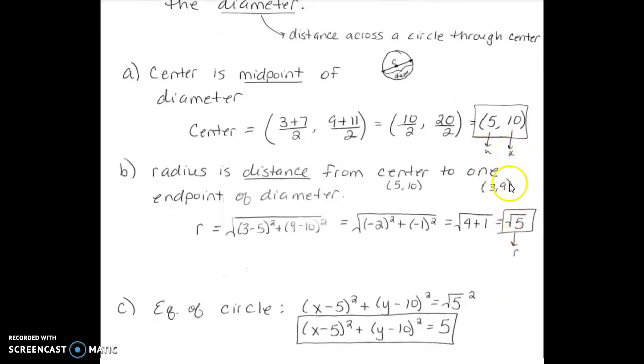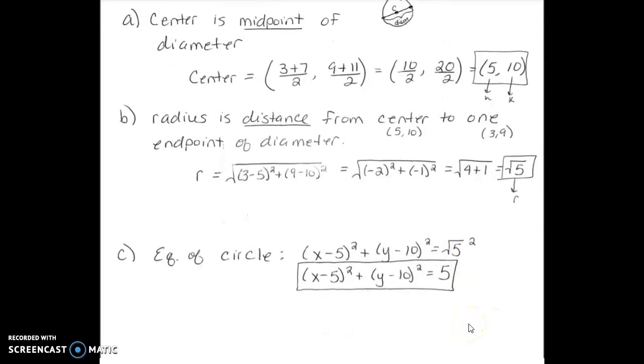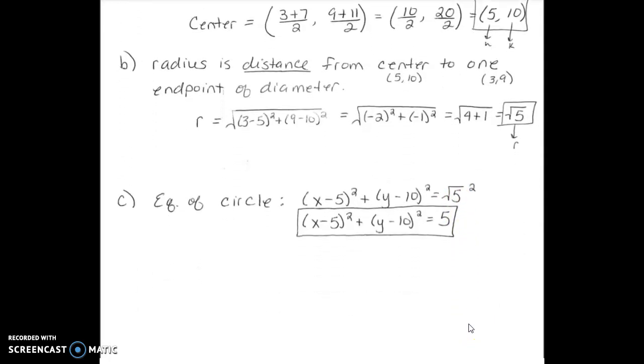And once I have h, k, and r, I can plug into my equation. X minus 5 squared plus y minus 10 squared from the h and the k equals r, square root of 5 squared. So x minus 5 squared plus y minus 10 squared equals 5. Because remember, the square cancels the square root. And that's the end. So that is the end of section 2.8.